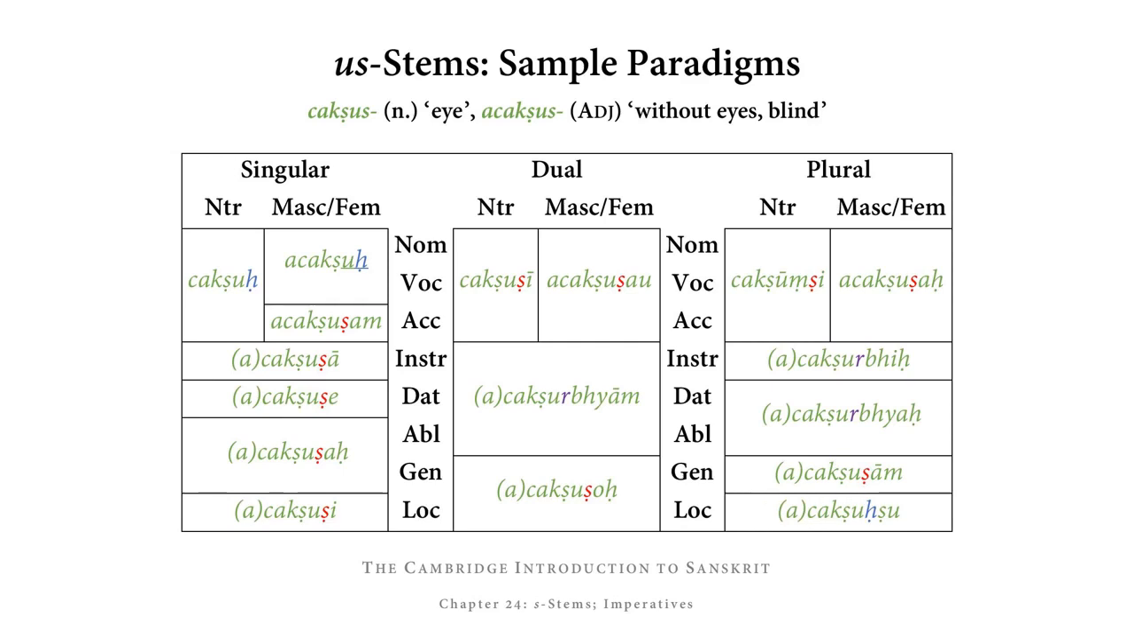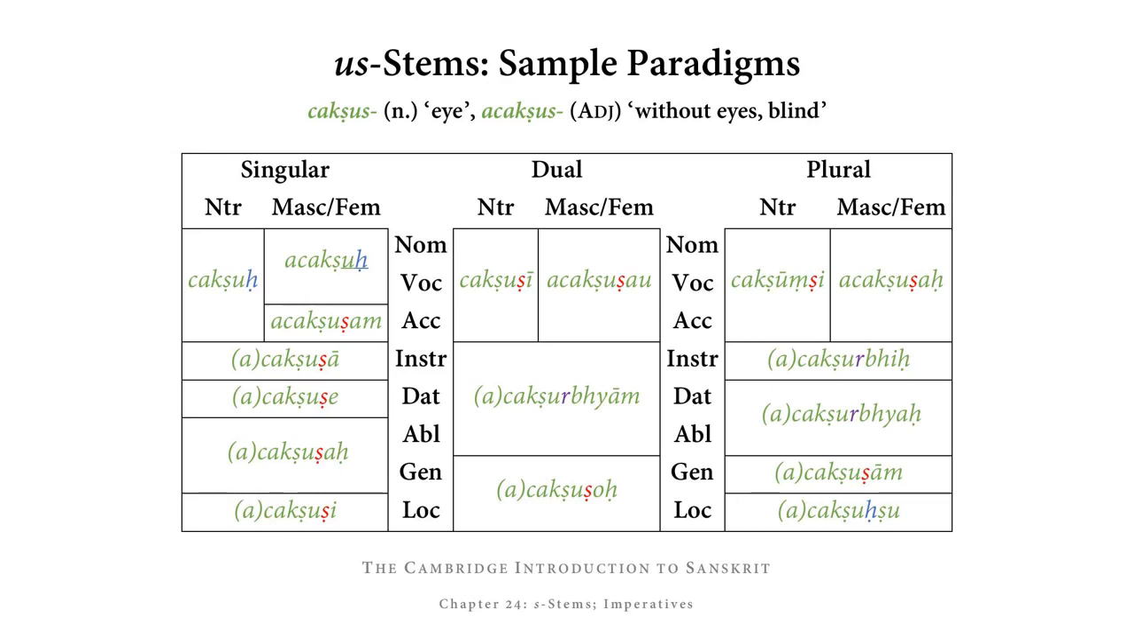Genitive plural has the ending ām, which begins with a vowel, and so us again changes into uṣ, and so we have cakṣuṣām. And in the locative plural, we have the ending su, which begins with the unvoiced s, which means that the us that precedes it changes into uḥ. However, rather than getting cakṣuḥsu, we get through ruki the s changing into a ṣ, and so we get cakṣuḥṣu. So much for the neuter.